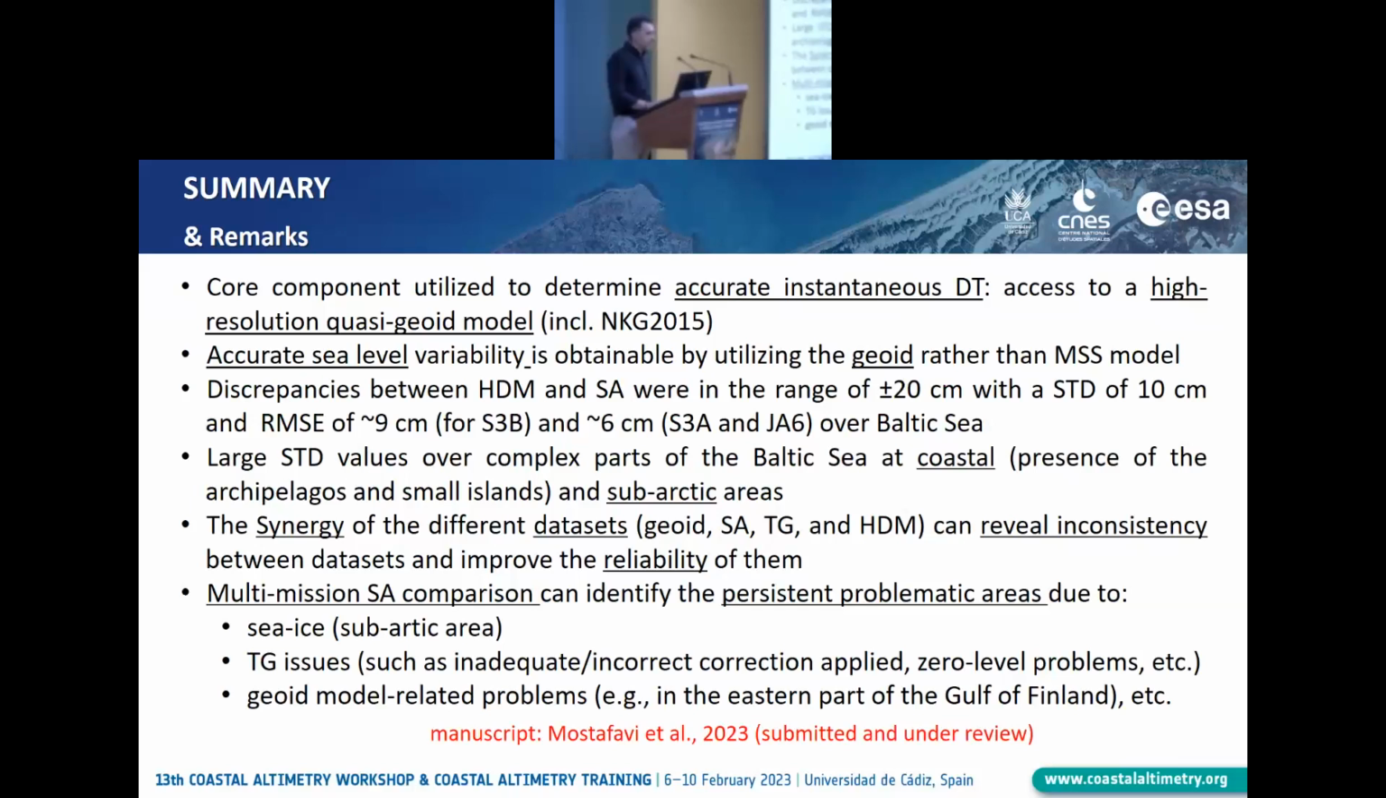And by synergy of different data sets, we can reveal the inconsistency between the data sets and also improve them. And by multi-mission comparison, the problematic area can be investigated.